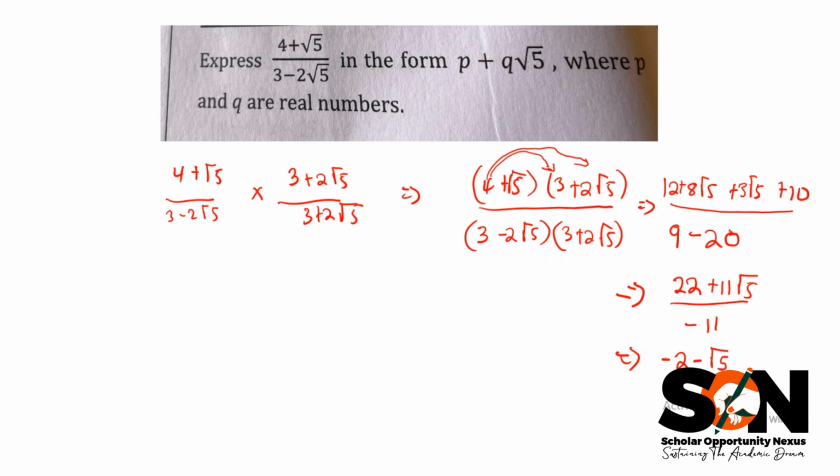So now that they say you should simplify it in this form, your p will now be equal to negative 2 and your q will be equal to what? Negative 1. So that will be your final answer. Let's move to the next question.